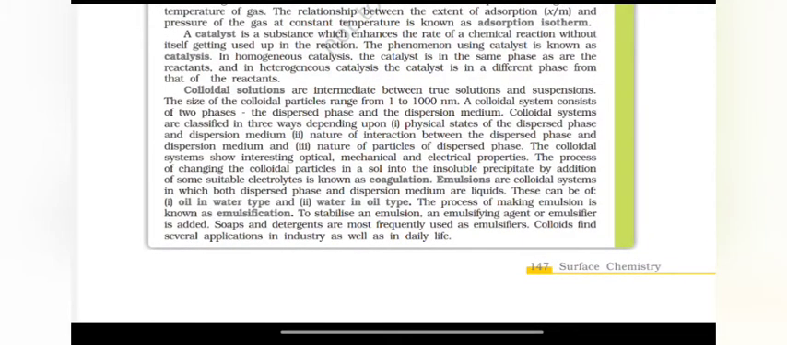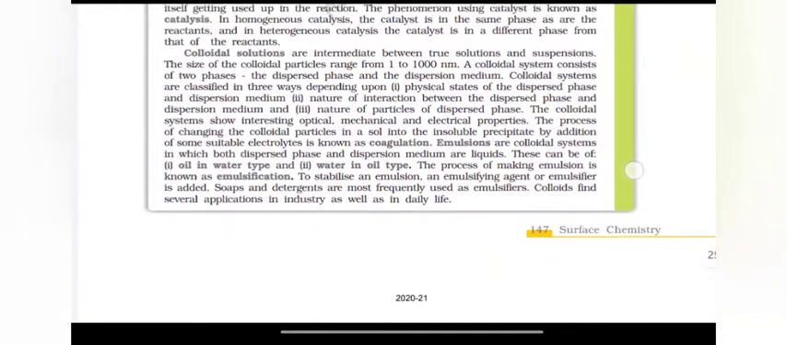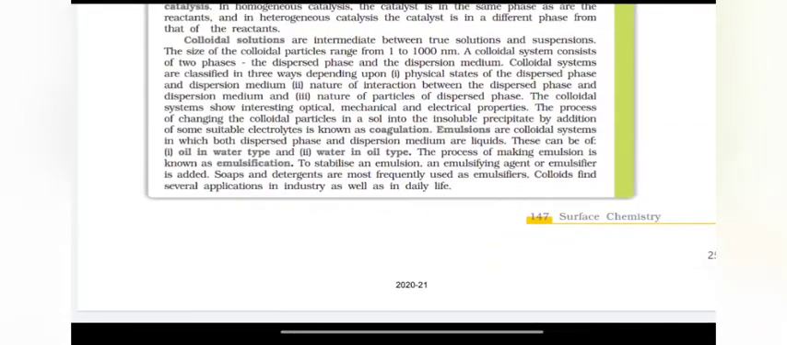Colloidal solutions are intermediate between true solutions and suspensions. The size of colloidal particles ranges from 1 to 1000 nanometer. A colloidal system consists of two phases, the disperse phase and dispersion medium. Colloidal systems are classified in three ways depending upon physical states of the disperse phase and dispersion medium, and nature of interaction between disperse phase and dispersion medium, and nature of particles of disperse phase. Colloidal systems show interesting optical, mechanical, and electrical properties.